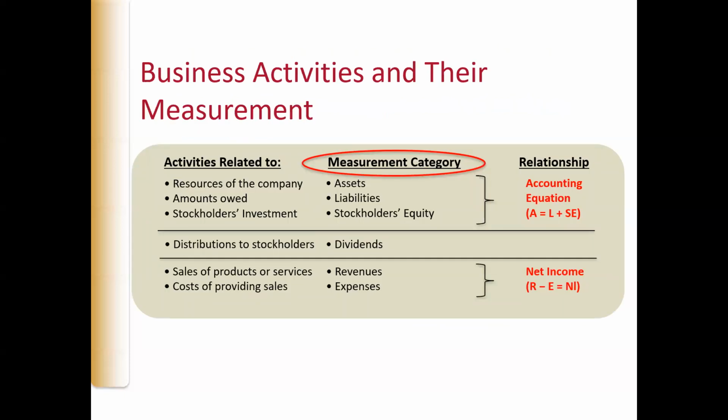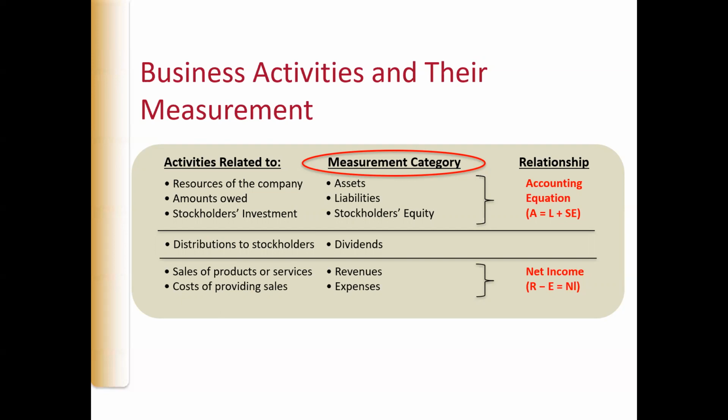So, how do we measure activities? Well, if there are activities that are related to resources of a company, we're going to put them in a category called assets. If there are activities that are related to owing money, we're going to put them in a category called liabilities. If there are activities related to the stockholders' investment in a company, we're going to put them into a category we call stockholders' equity. And these three activities and categories make up that accounting equation we talked about. Assets equal liabilities plus stockholders' equity.